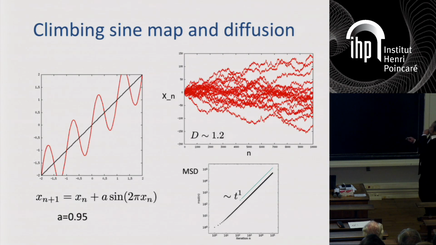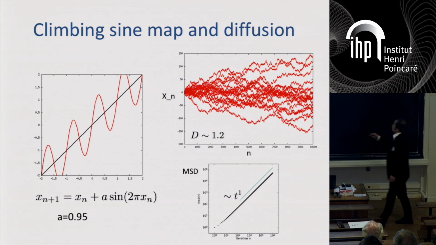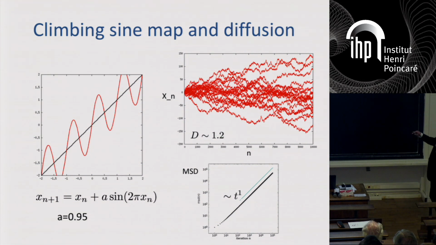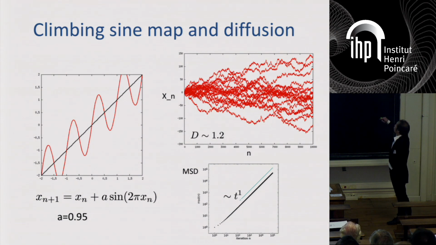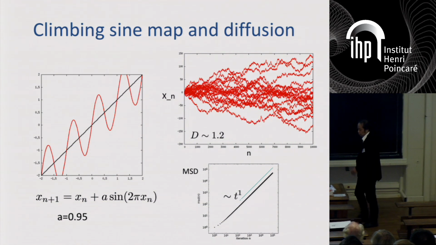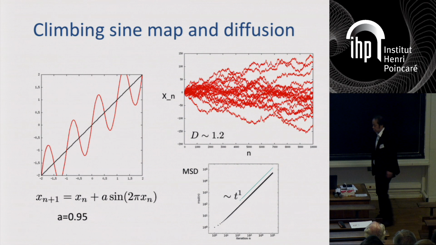We could do this with a non-trivial nonlinear map. This map is called the climbing sine map. It's actually a spatially extended sine circle map. We set this parameter a to 0.95, and we have this behavior for many initial conditions, and the MSD is proportional to time t. So this is diffusive dynamics in these coarse-grained macroscopic scales.